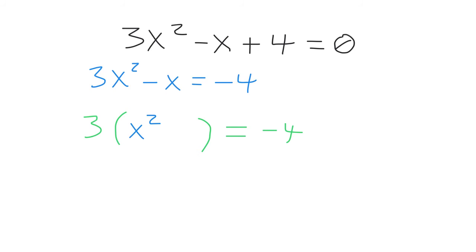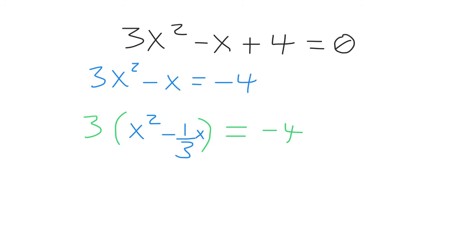And then I have to ask myself, 3 times what gives me negative 1x? That's kind of tricky. 3 times what gives me negative 1x? Well, that's going to be negative 1/3 x. That is going to give me this. My student at home has to pause the video to make sure that that checks out. Then please do so, student at home.